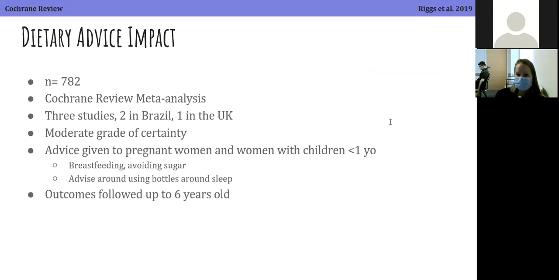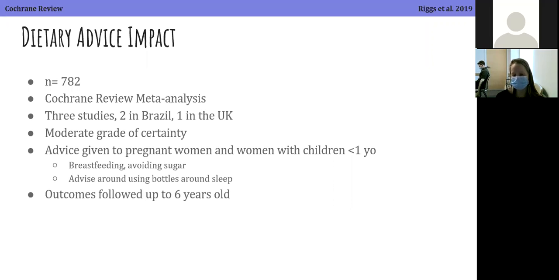So this study was in a Cochrane review from 2019. It was a meta-analysis, and this section looked at 3 different studies, 2 from Brazil and 1 from the UK. There's a lot of pediatric dentistry data that comes out of Brazil. It included about 700 kids, and the studies all had a moderate grade of certainty.